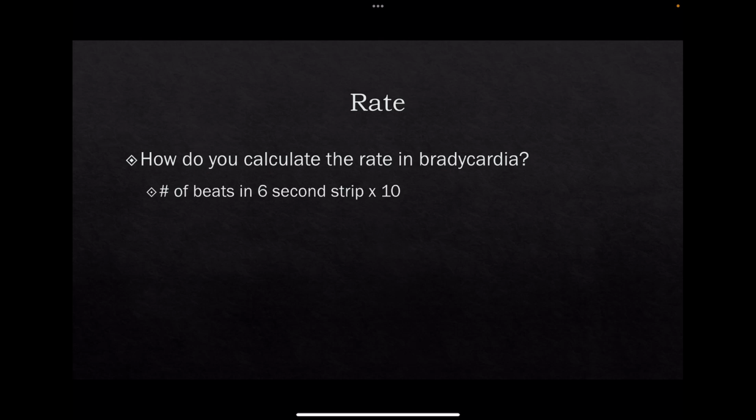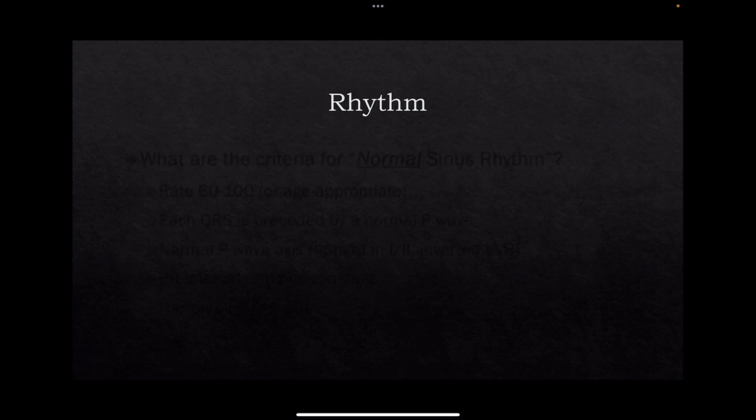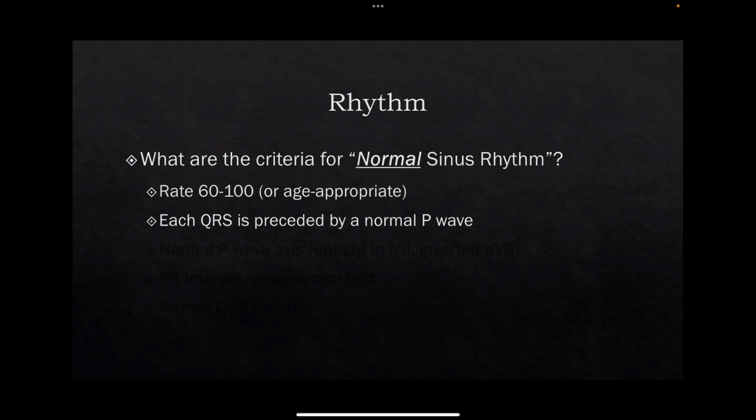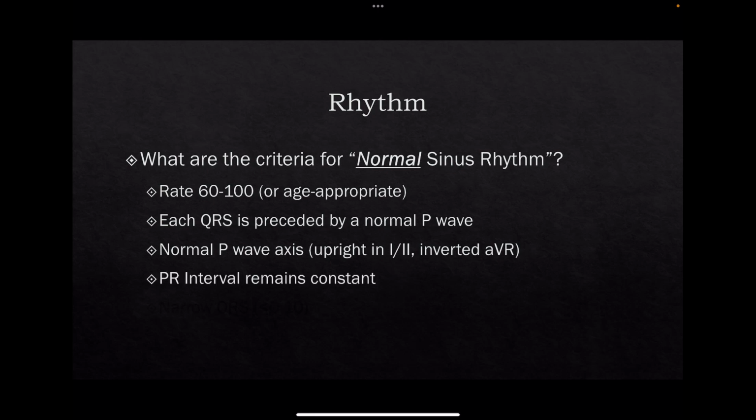So how do you calculate the rate in bradycardia? Again, number of beats, 6-second strip times 10. What's the criteria for a normal sinus rhythm? P wave followed by a QRS. Rate has to be within 60 to 100, right? That's normal sinus rhythm. Each QRS, we mentioned that, preceded by a P wave. Normal P wave axis, upright in lead 1 and 2. Inverted in AVR. And PR remains constant. This is looking at your rates. Remember, looking at the PR interval, P waves, looking at all those things, make sure they're all normal for the intervals. And a narrow QRS. Okay.